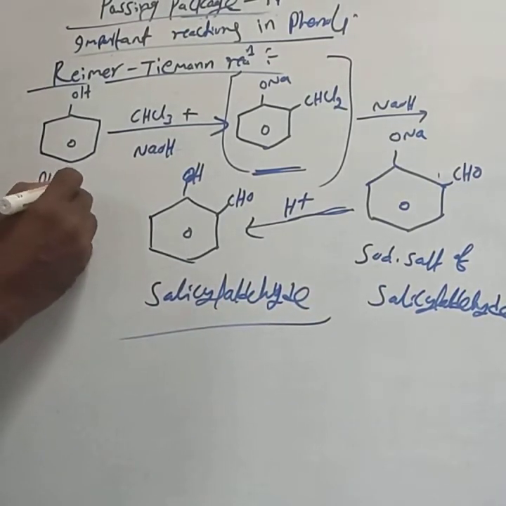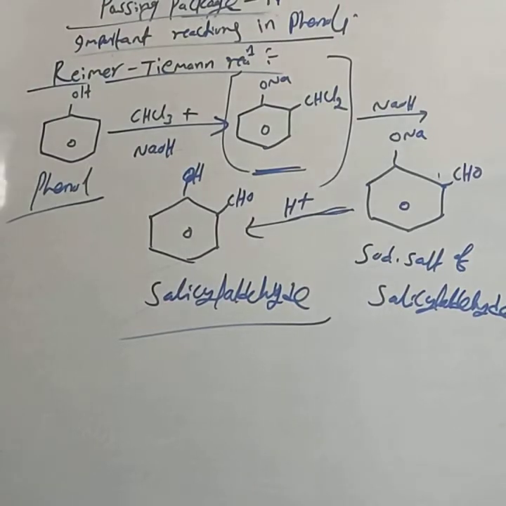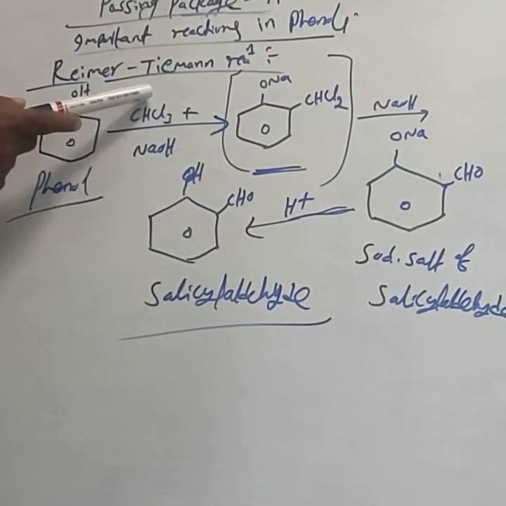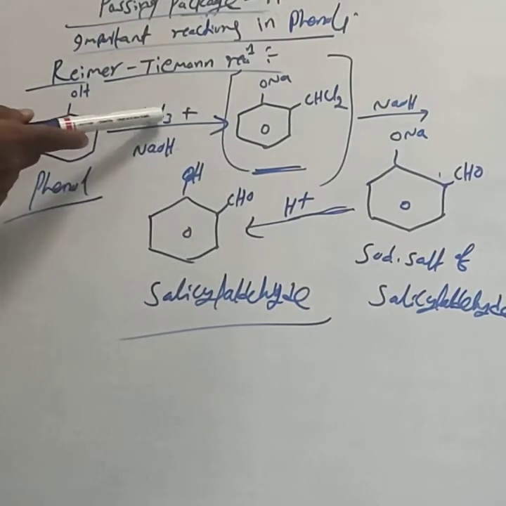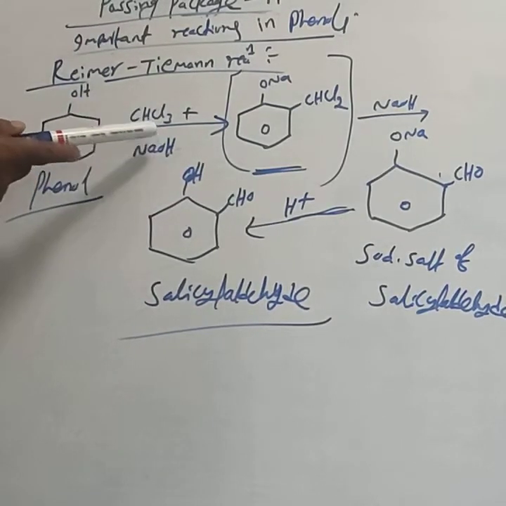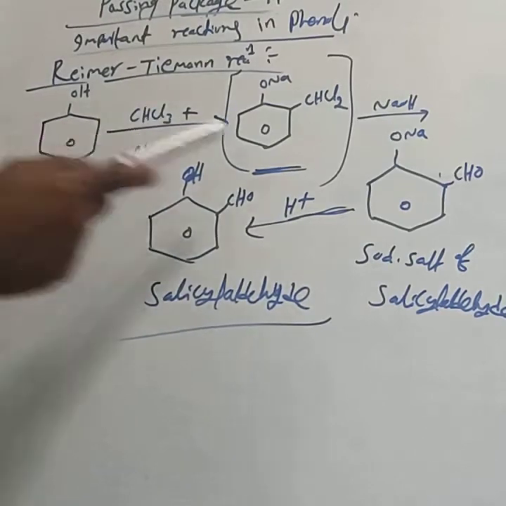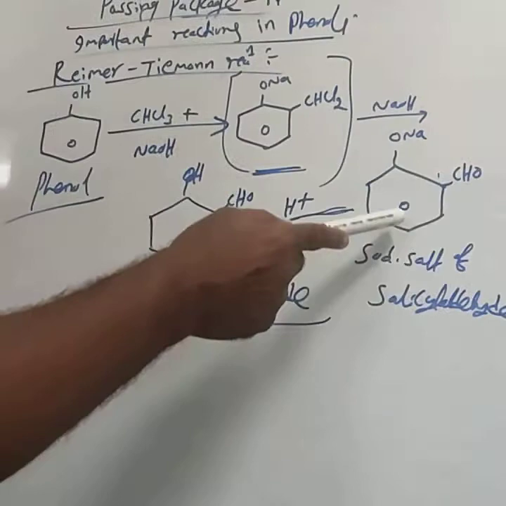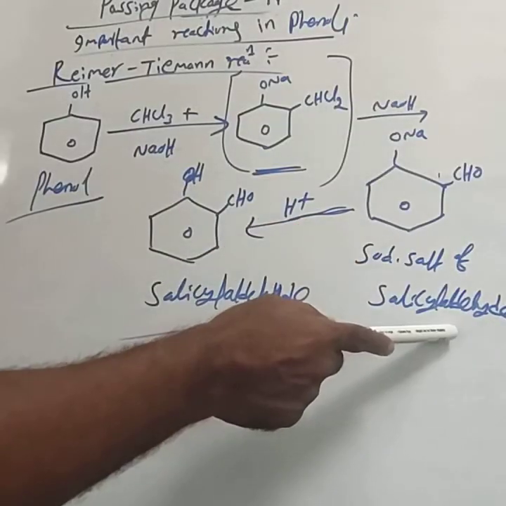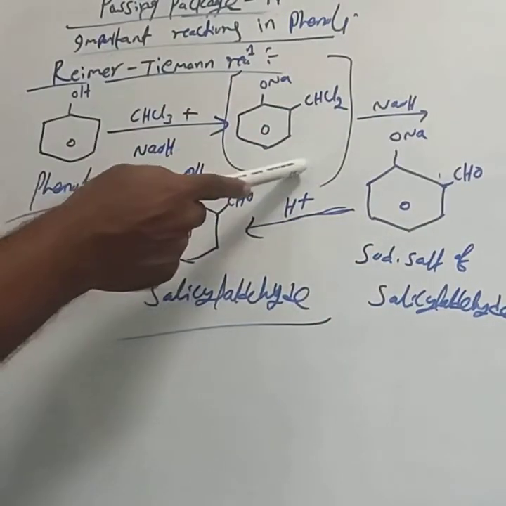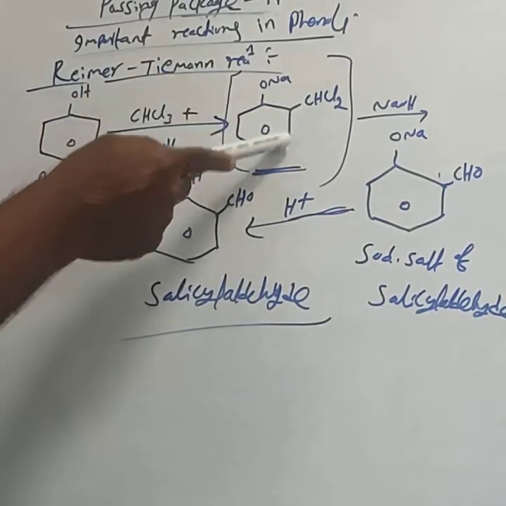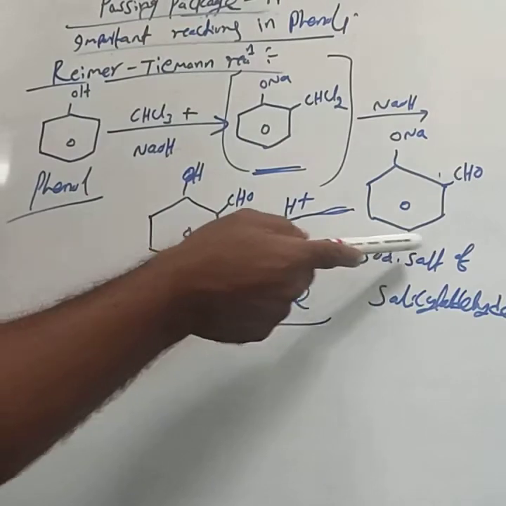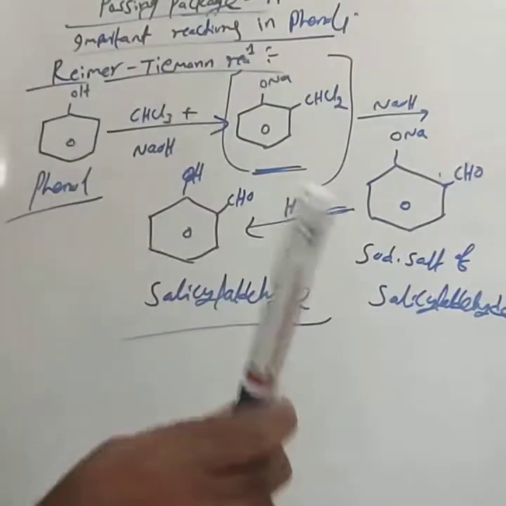This is about the Reimer-Tiemann reaction. Reimer-Tiemann reaction means phenol treated with chloroform, CHCl3, and sodium hydroxide gives the sodium salt of salicylaldehyde. This is the structure. If you know the intermediate structure, write the intermediate. Otherwise, directly come to the structure of the sodium salt of salicylaldehyde.